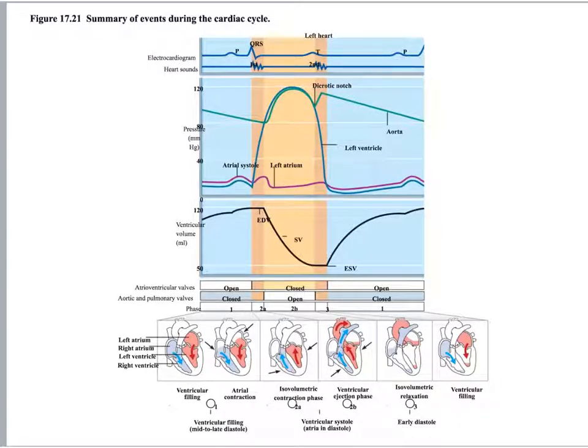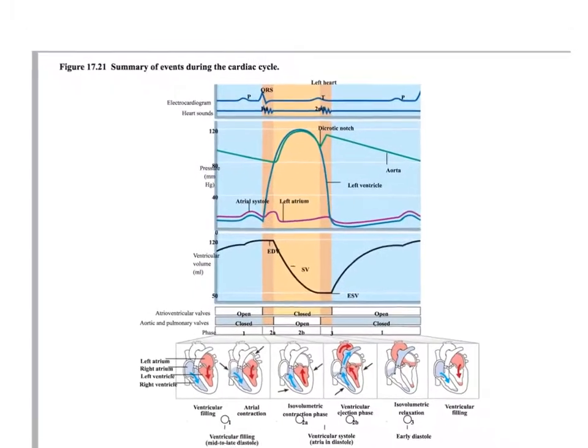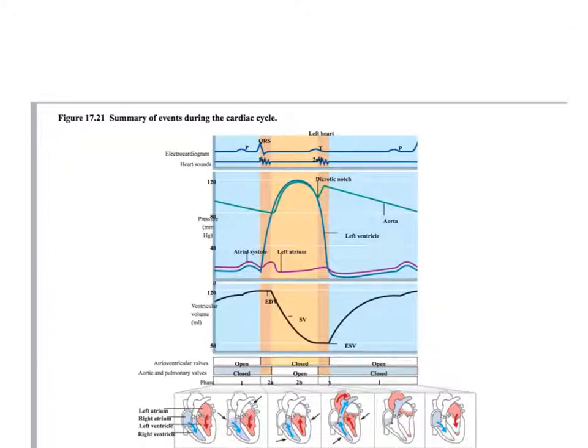This is where we put everything together in one slide. I took this from another book because, like I said, it puts everything together on one slide. Up top, you see there's your PQRST, right? That's your electrocardiogram. There's your heart sounds. And then in sequence, what's happening within each of them, right?